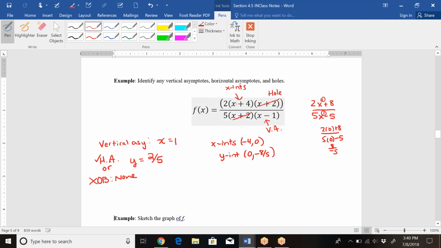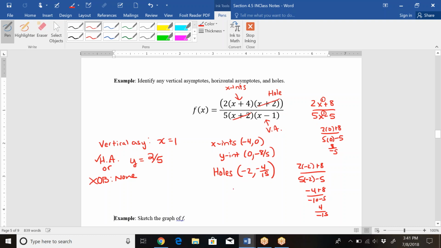And then it did ask us for the hole, so we want to go ahead and write that. What you do to find the hole is you say, okay, what value would have made that part that cancels equal 0? And that would be a negative 2. You plug negative 2 into what's left. So 2 times negative 2 plus 8 over 5 times negative 2 minus 5. That's negative 4 plus 8 over negative 10 minus 5. That is 4 over negative 15. So negative 4/15.